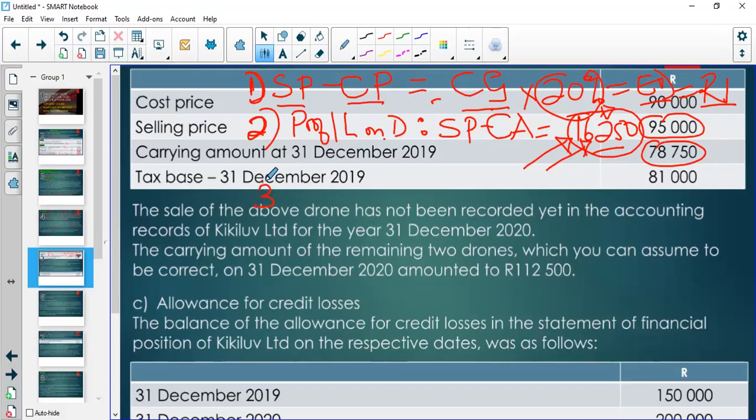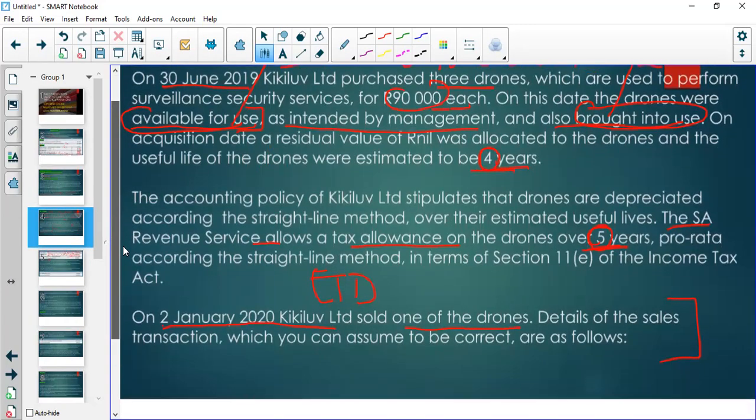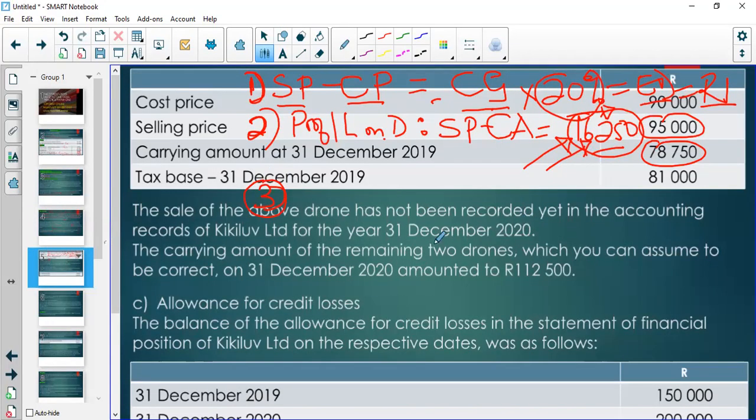Then number three, which is quite important and can be very complicated, we need to check the accountant. Let's look at what the statement says here. We are told that the sale of the above drone has not been recorded yet. So what could happen is, because the accountant hasn't recorded the sale, the accountant could have believed that this asset is still there because it was not removed from the asset register.